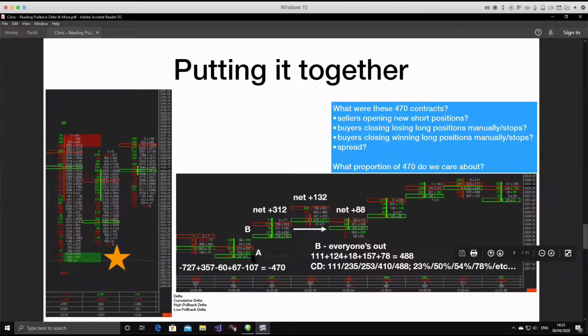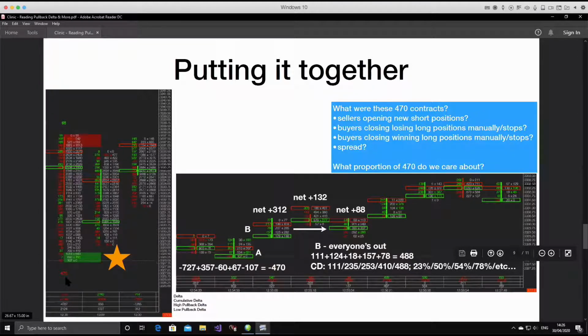So if I add up through these 3 horizontal price levels, the delta, I get to the same amount. Negative 727 plus 357 minus 60 plus 67 minus 107 is net 470 contracts negative. Same thing that the indicator's putting out here, even though I've split it there. So let's just remember that figure to start with.